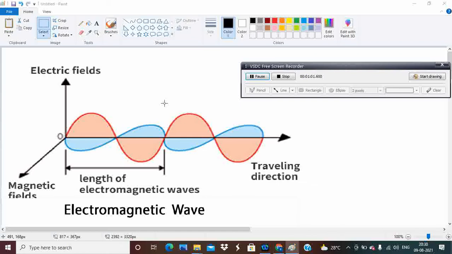For example, if you take this waveform like this, see here, assume that this traveling direction is the x-axis, the electric field is the y-axis and the magnetic field is the z-axis. So whenever a wave travels through the x-axis, that is, the direction of travel is the x-axis, then automatically there will be two fields, electric and magnetic, which are perpendicular to each other and also perpendicular to the direction of propagation of the wave.